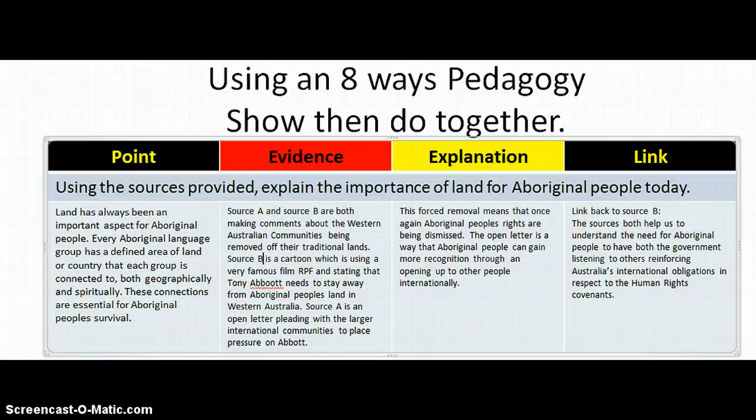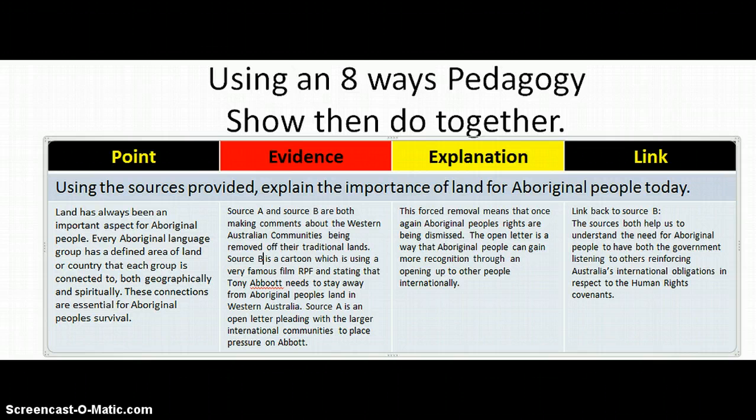And then we look at source A, which is an open letter pleading with the larger international communities to place pressure on Tony Abbott. What you must remember to do in these sorts of questions is always make it very, very clear that you have used both source A and source B. So you need to make a clear evidence statement linking both A and B.